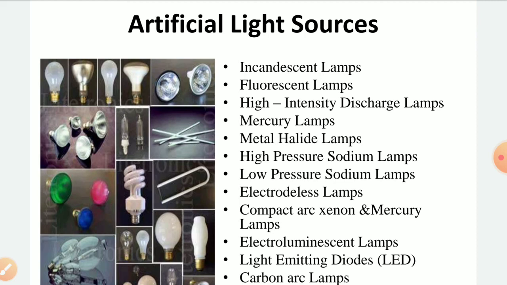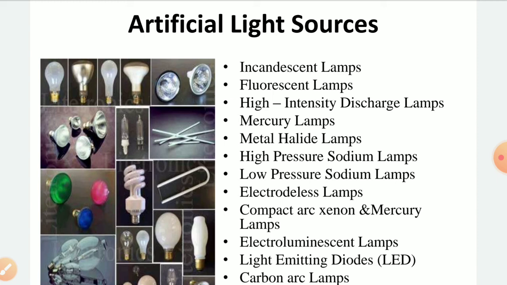If you're talking about artificial sources of light, there are incandescent lamps and so on; these are some of the list of artificial lamps. The natural source of light is the sun, and these are the artificial sources. That is incandescent lamp, fluorescent lamp, high intensity discharge lamps, that is mercury lamps, metal halide lamps, high pressure sodium lamps, low pressure sodium lamps.